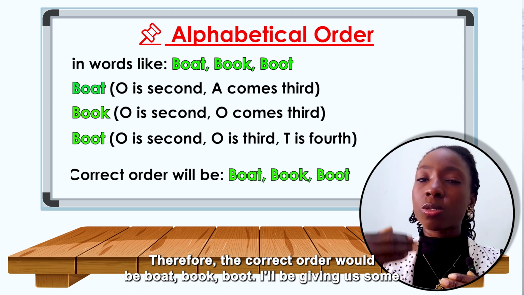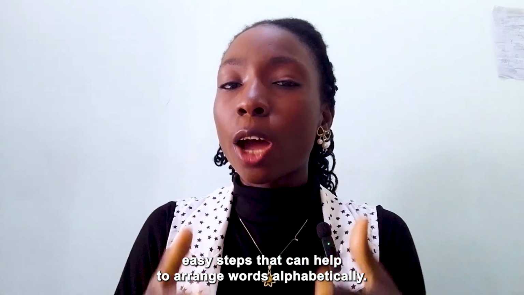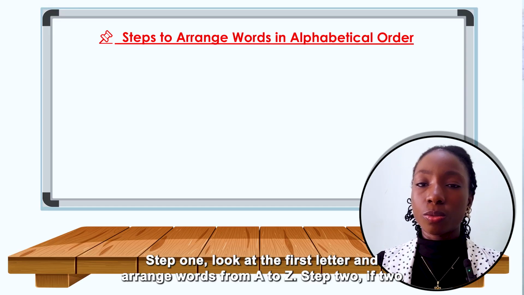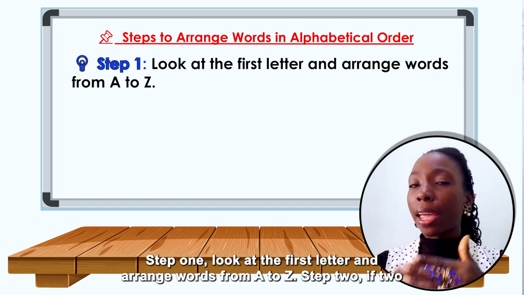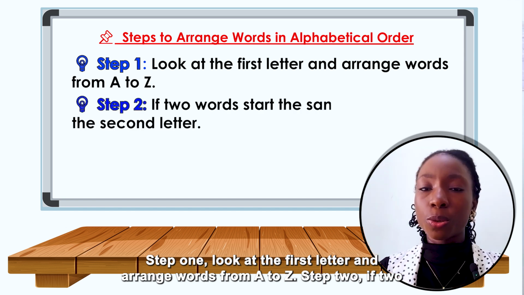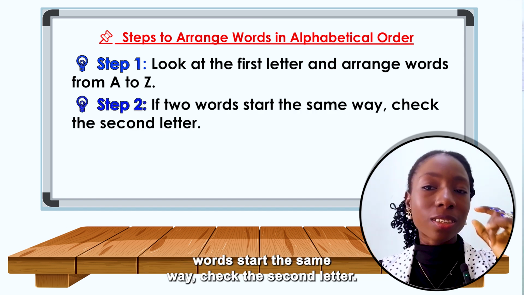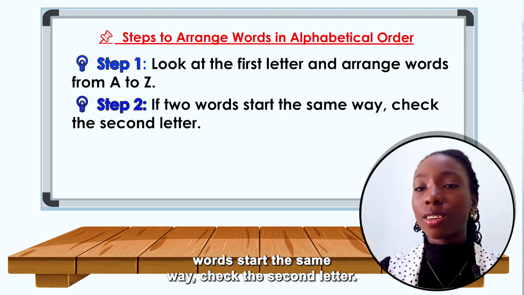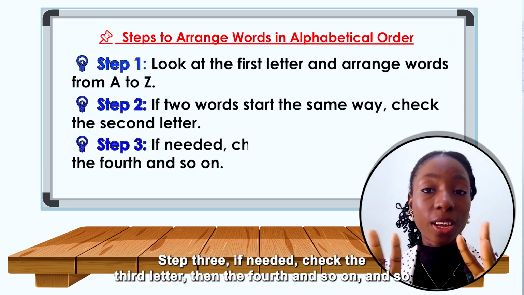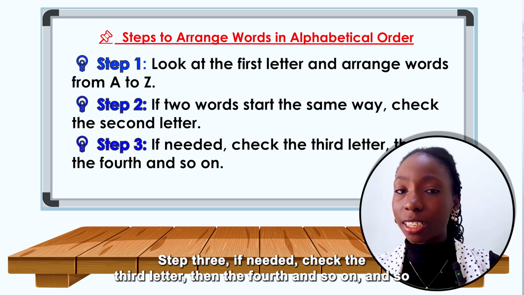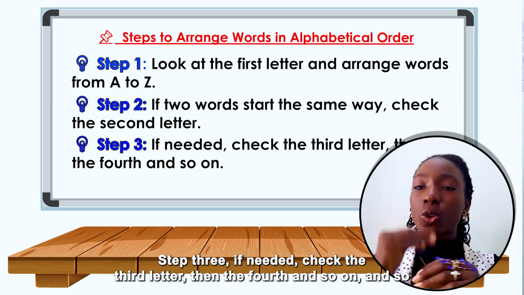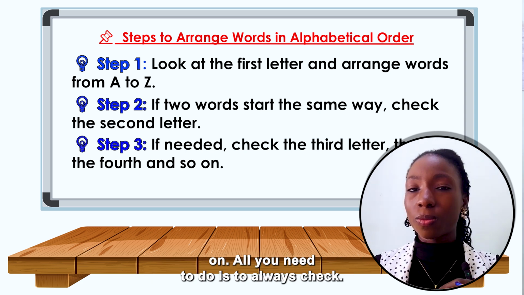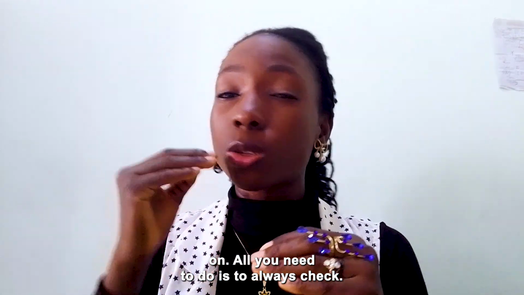I'll be giving us some easy steps that can help to arrange words alphabetically. Step 1. Look at the first letter and arrange words from A to Z. Step 2. If two words start the same way, check the second letter. In step 3, if needed, check the third letter, then the fourth, and so on and so on. All you need to do is to always check.